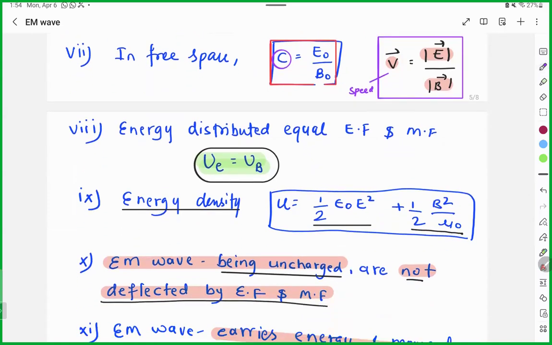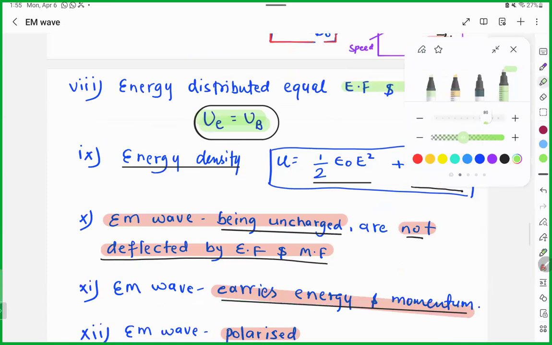Energy, whenever electric field and magnetic field are moving, they are carrying some energy. Because of energy they can move. तो एनर्जी है तभी तो मूव कर पाएंगे. तो इलेक्ट्रिक फील्ड एंड मैग्नेटिक फील्ड एनर्जी will be exactly same. Okay, electric field and magnetic field energy will be exactly same.